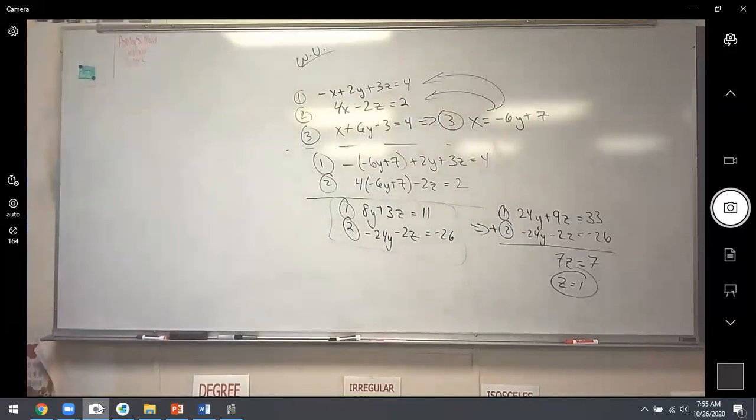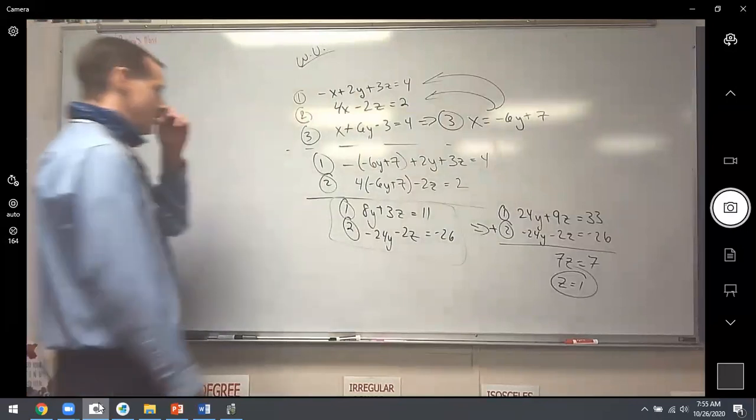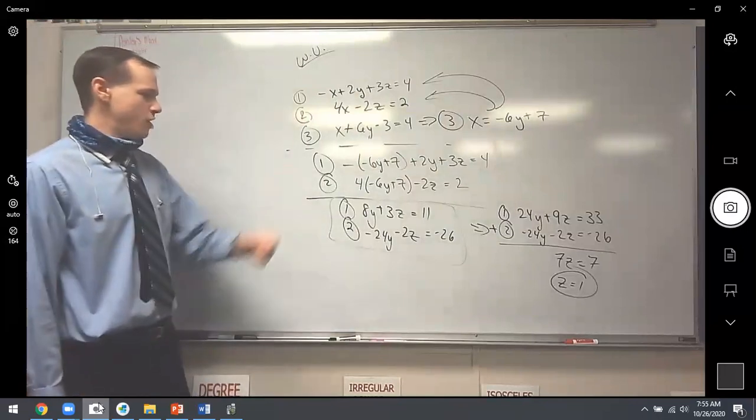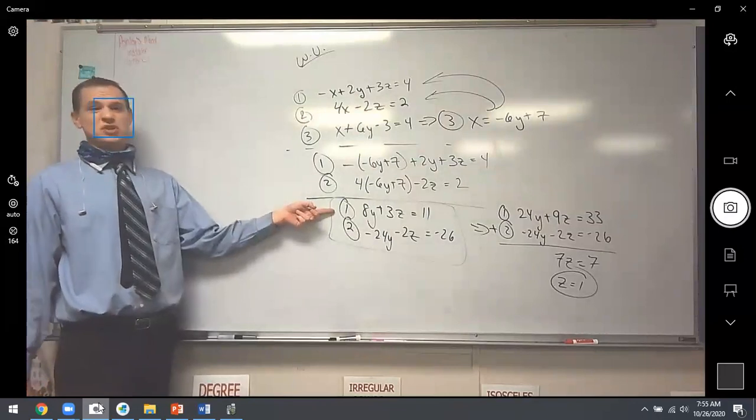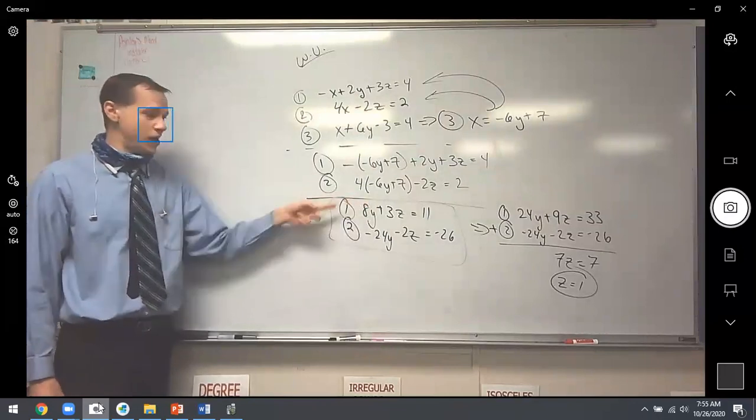And now that I know z is 1, we're going to go back up the chain, plug it in somewhere else, and figure out other stuff. It doesn't really matter. I'm going to arbitrarily pick this one. Looks pretty short, right? It's got a z and a y. I know what z is.